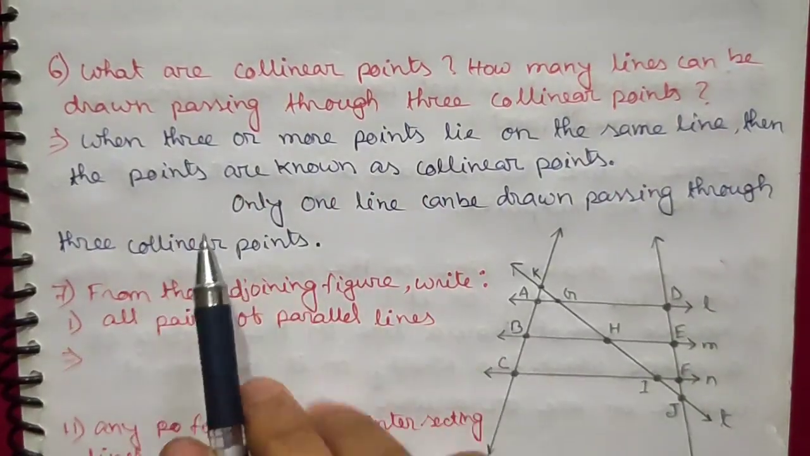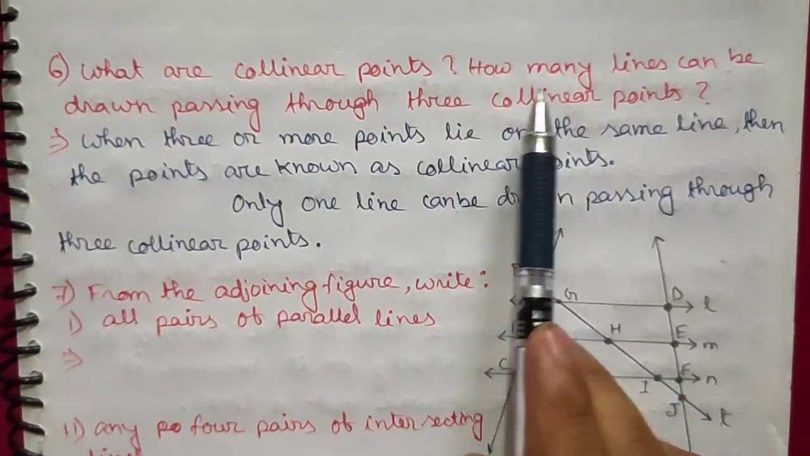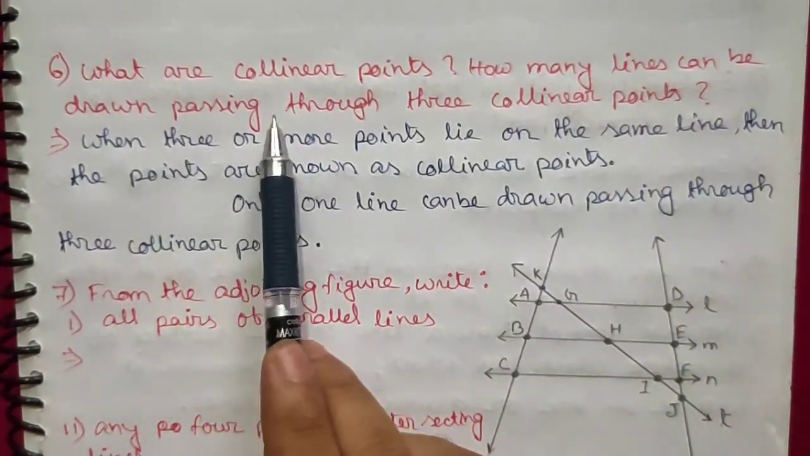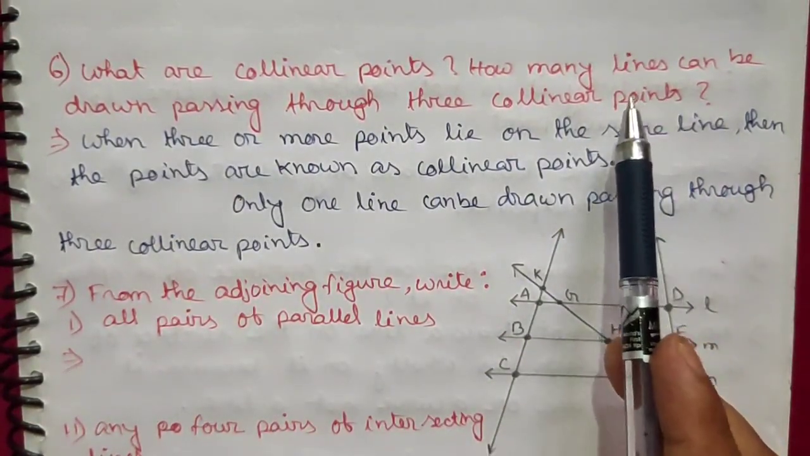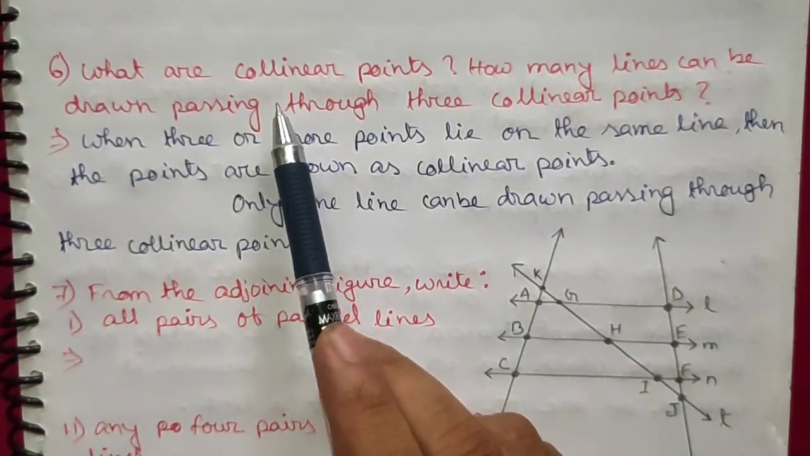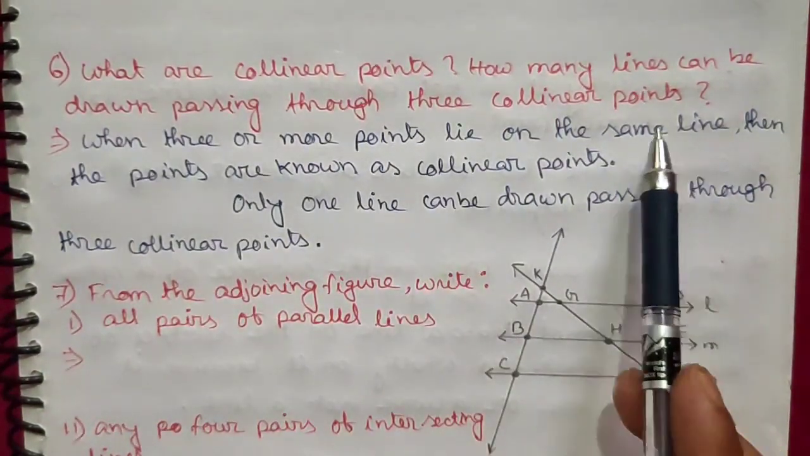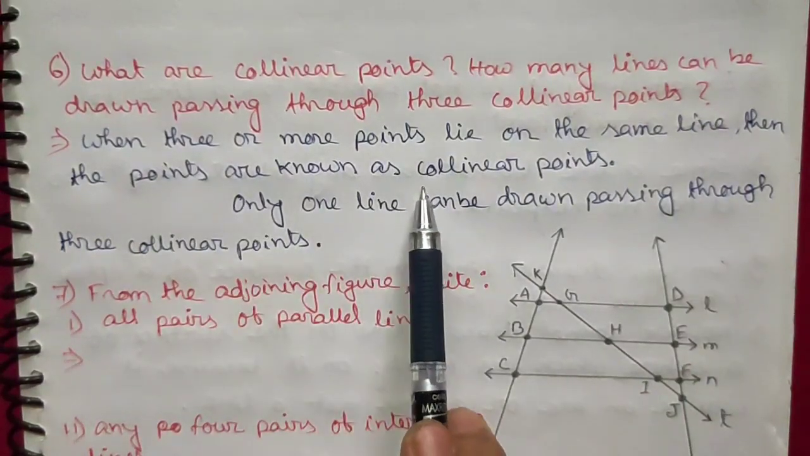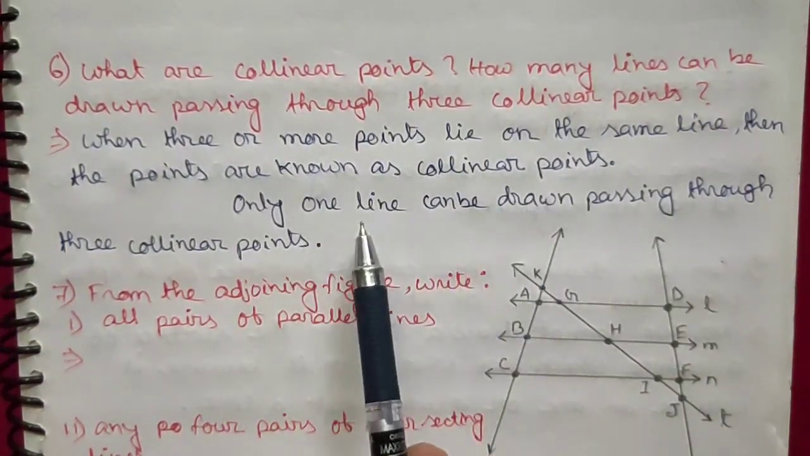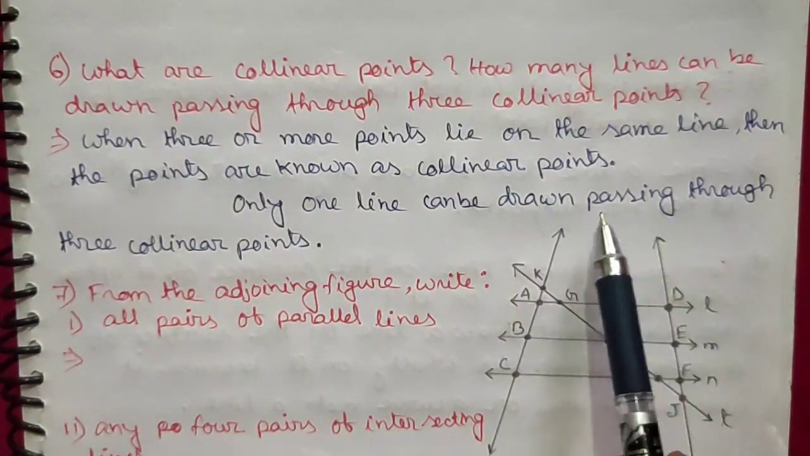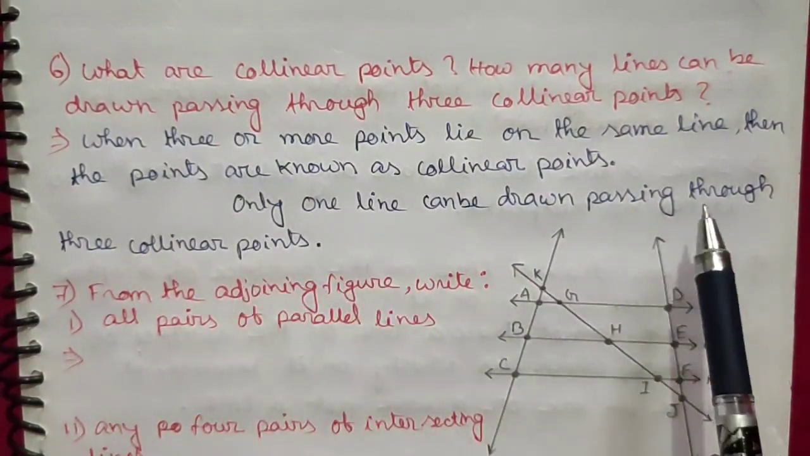Next is question number 6. What are collinear points? How many lines can be drawn passing through three collinear points? We know that co means same, linear means line. So when three or more points lie on the same line, the points are known as collinear points. Only one line can be drawn passing through three collinear points.